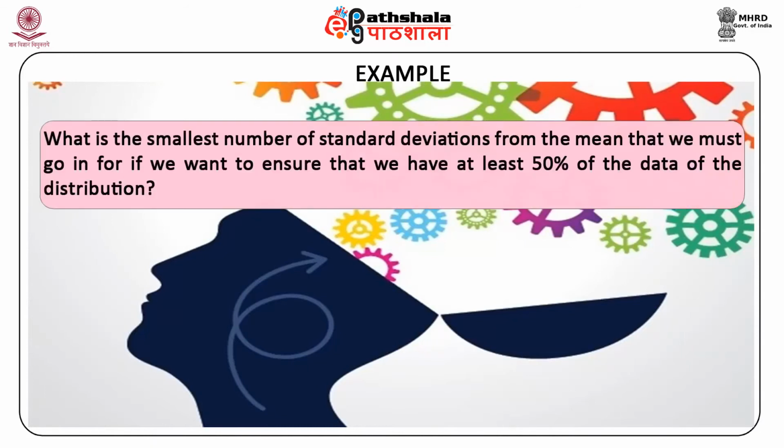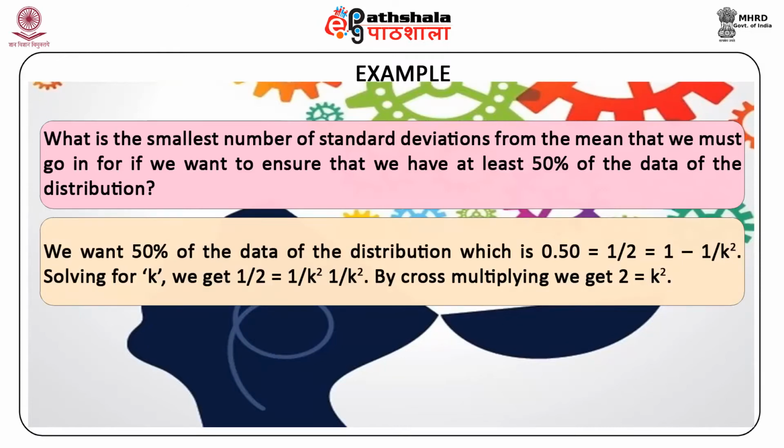Example 2. What is the smallest number of standard deviations from the mean that we must go in for if we want to ensure that we have at least 50% of the data of the distribution? Solution. Here we have to use Chebyshev's inequality and work backward. We want 50% of the data of the distribution, which is 0.50 is equal to 1 upon 2 is equal to 1 minus 1 upon k square.